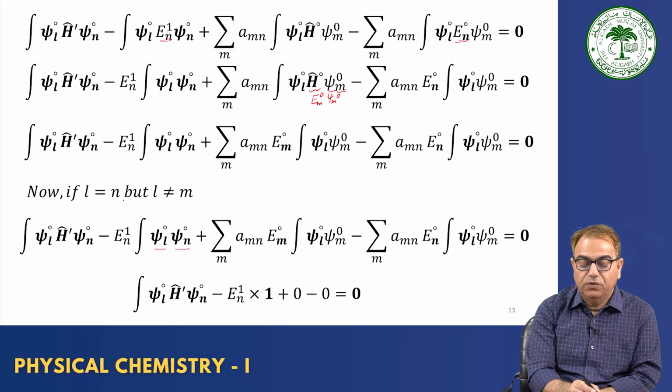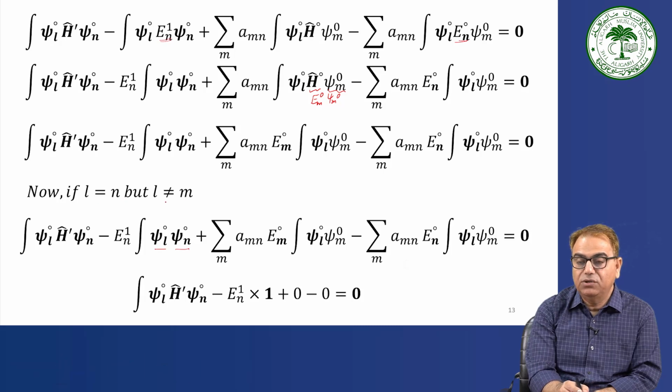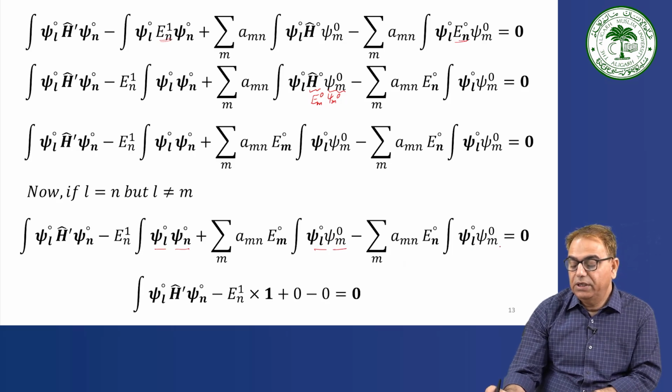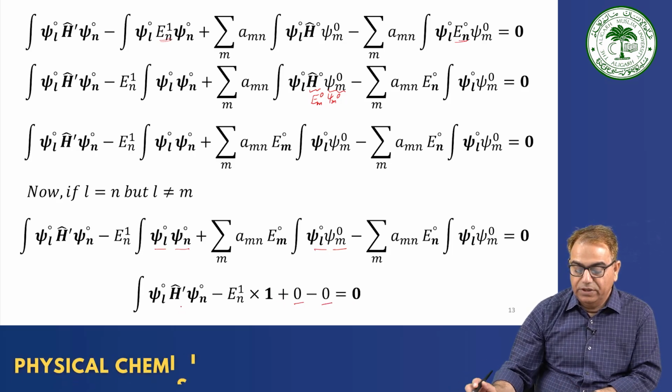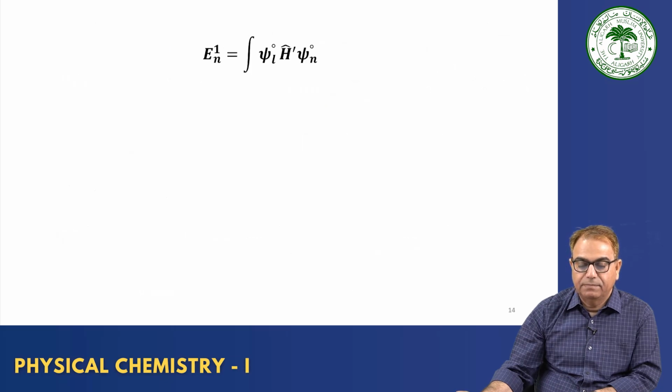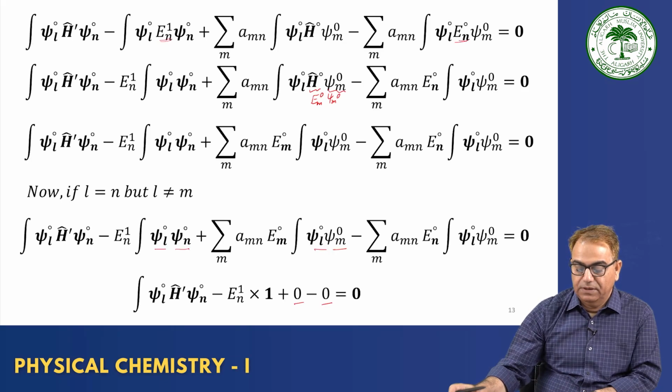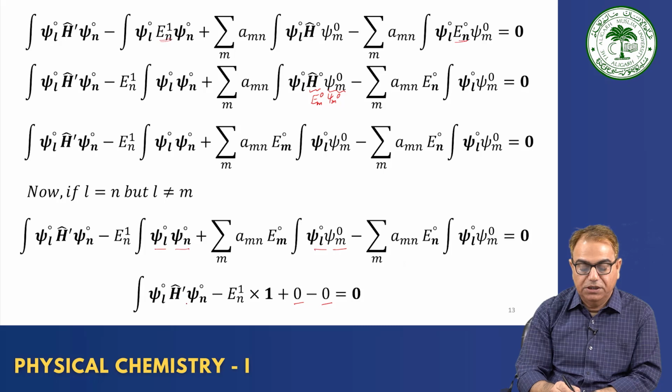If L is equal to N, but L is not equal to M, L is not equal to M means these are two different wave functions, so they are orthogonal to each other. The value will be 0. Here also L is not equal to M, so they are orthogonal functions, and this integral will be 0. So the rest of the two terms will be 0, 0. And what do you get? What you get is this one. You see, you have psi L naught H prime psi n naught minus En1 is equal to 0.